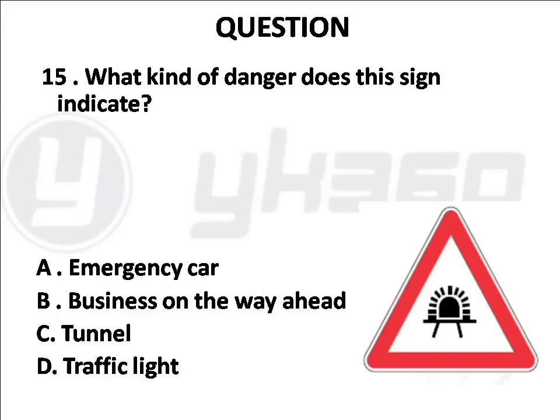Question number 15. What kind of danger does this sign indicate? The options are A. Emergency car, B. Business on the way ahead, C. Tunnel, D. Traffic light. Answer is option C. Tunnel.